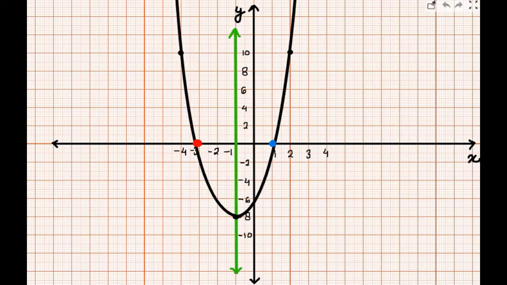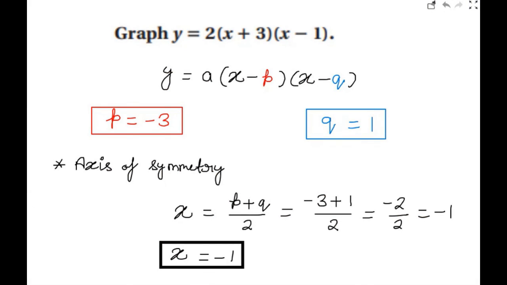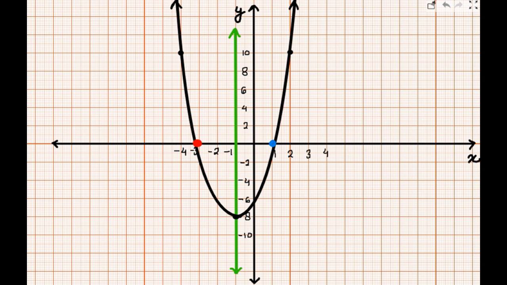I used a tool to plot this graph, and one thing is also clear from this graph: because the leading coefficient of this equation is positive, the graph opens in the upward direction. So that's all about it. Thank you.